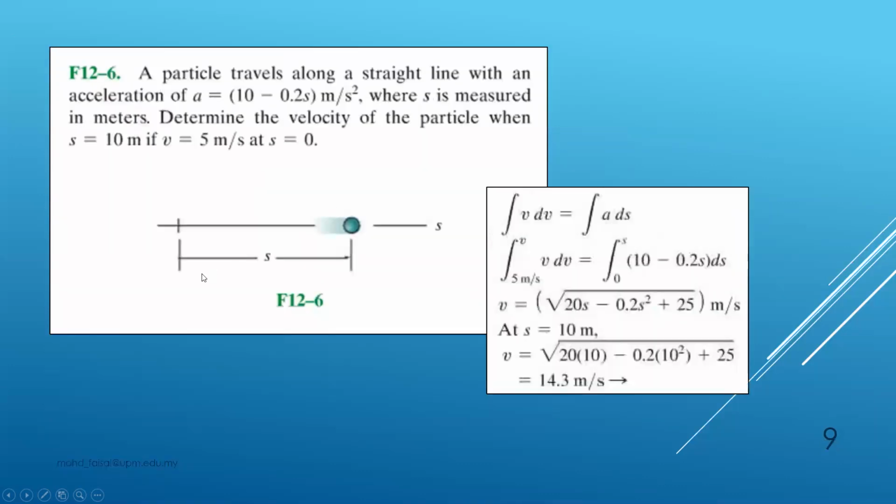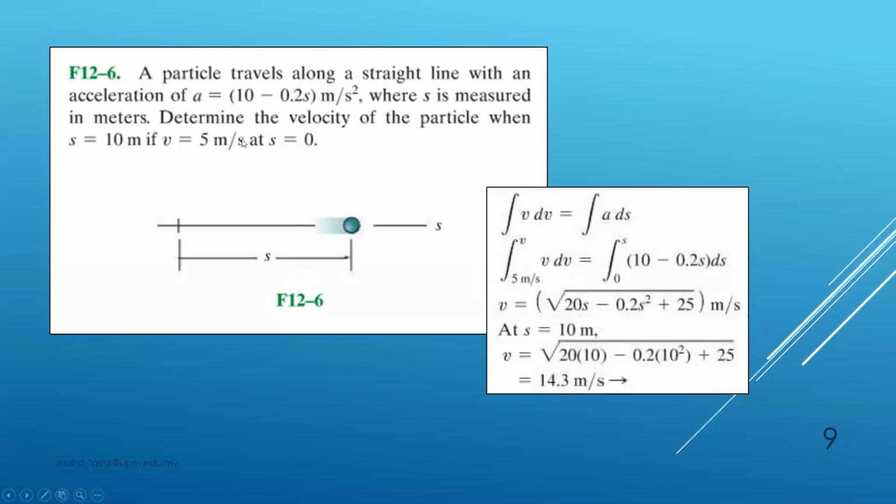Okay, on the second example, a particle travels along a straight line with an acceleration of a = (10 − 0.2s), of course in meters per second squared, where s is measured in meters. So s represents the distance. Okay, we need to determine the velocity of the particle when the distance s is equal to 10 meters, if the initial velocity is 5 meters per second.